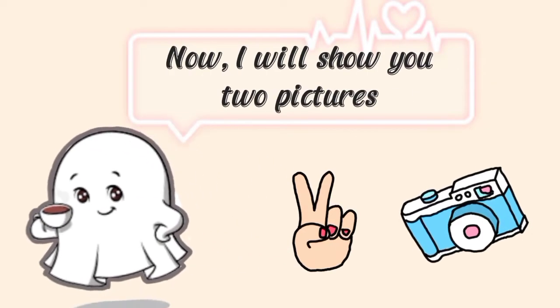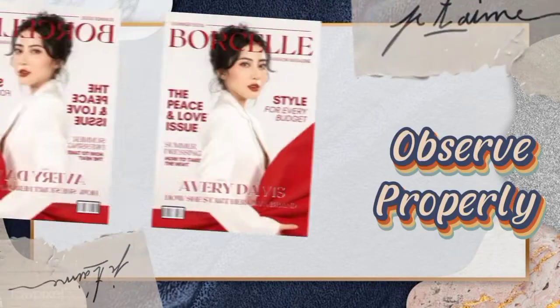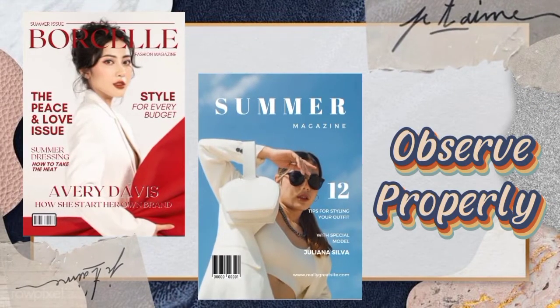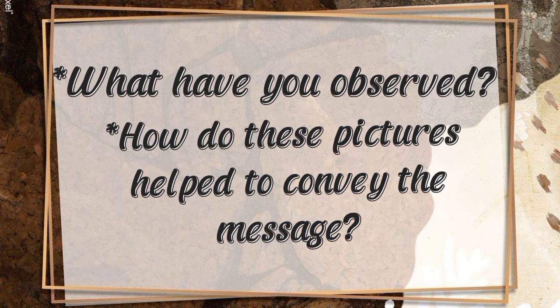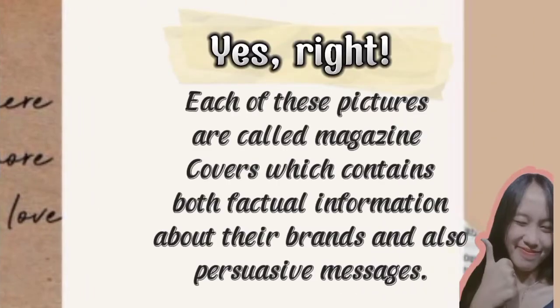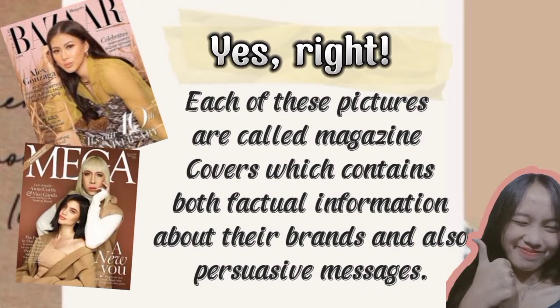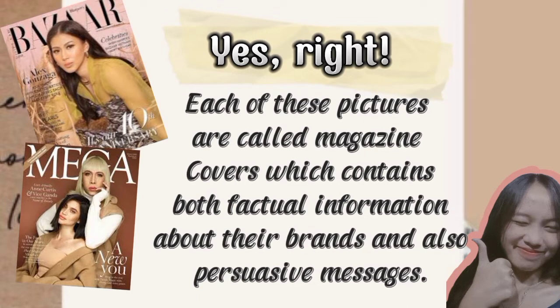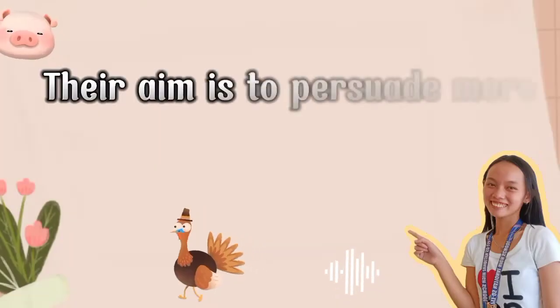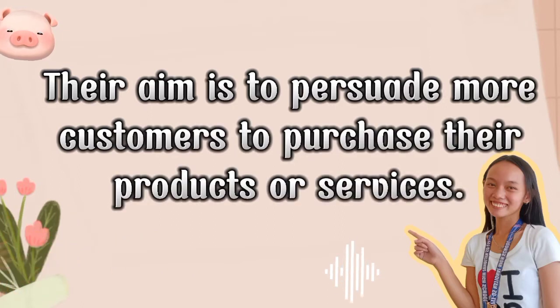Now, I will show you 2 pictures. Observe properly. What have you observed? And how do these pictures help to convey the message? Yes, right. Each of these pictures are called magazine covers, which contain both factual information about their brands and also persuasive messages. Their aim is to persuade more customers to purchase their products or services.